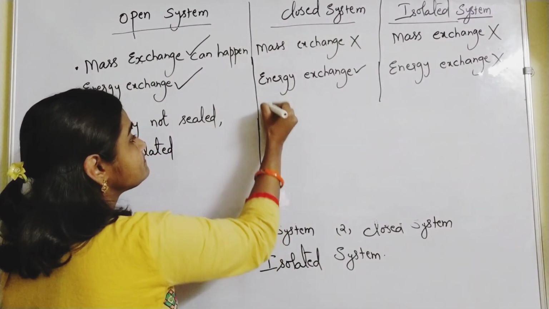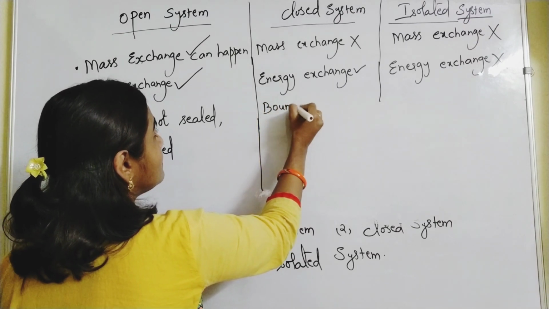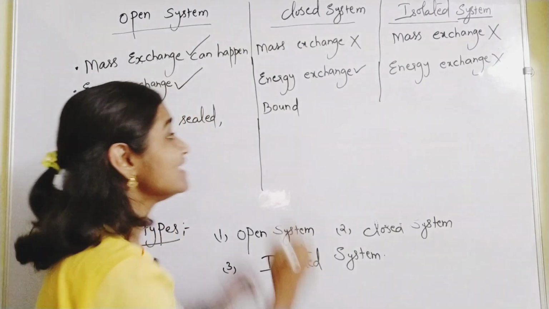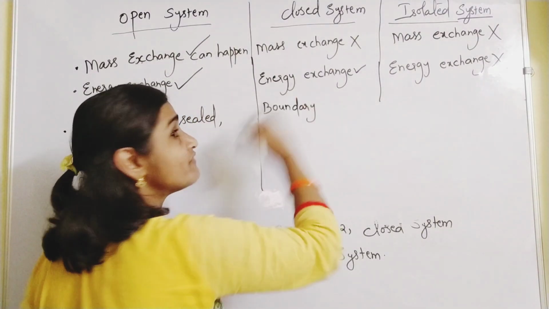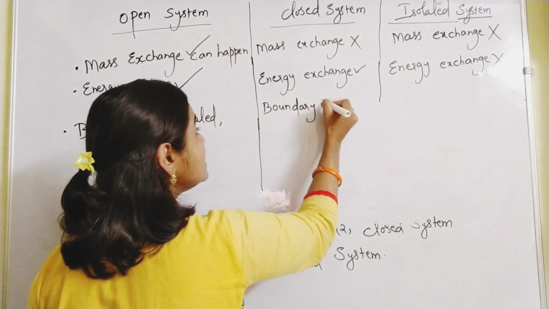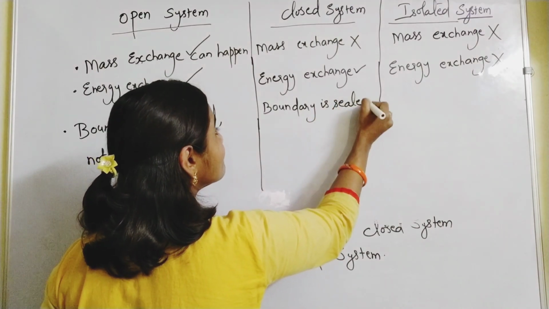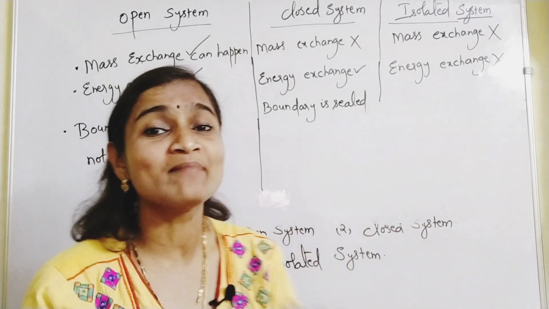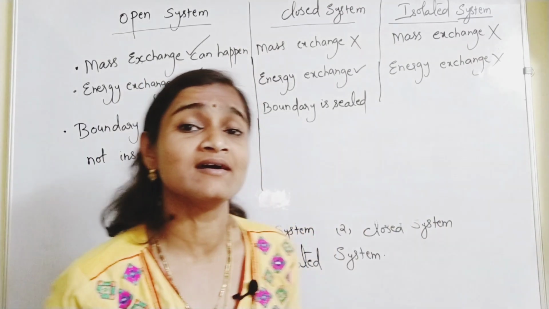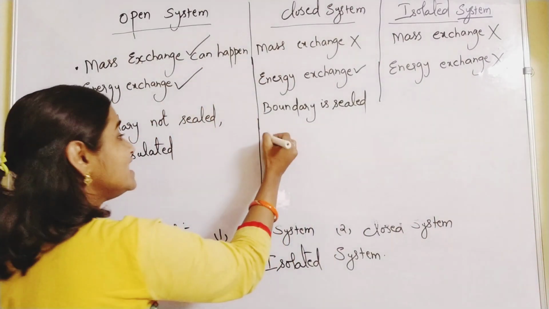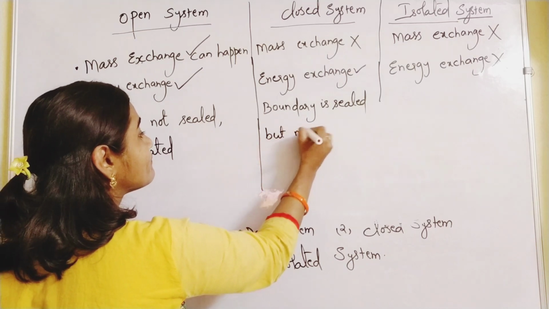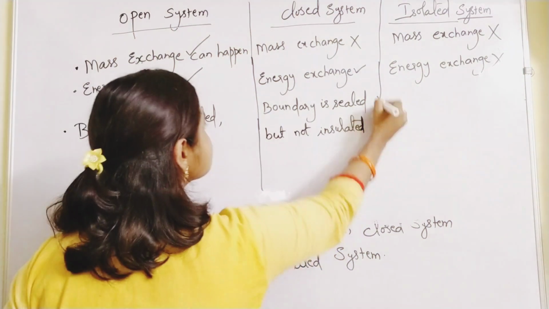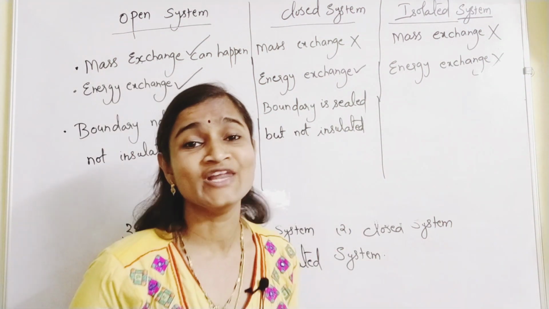But here mass exchange won't happen, but energy exchange happens. That means the boundary is sealed from the top. Boundary is sealed, but not insulated. Heat exchange can happen from the walls of the beaker, isn't it? Sealed, but not insulated.